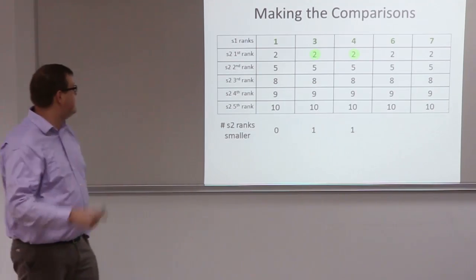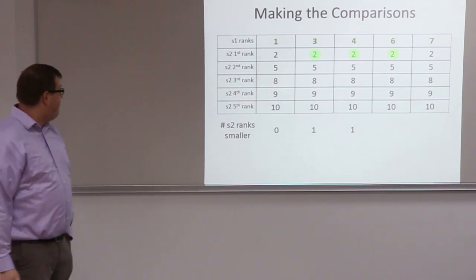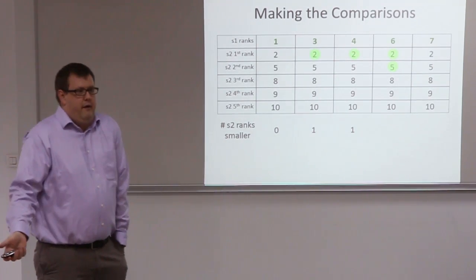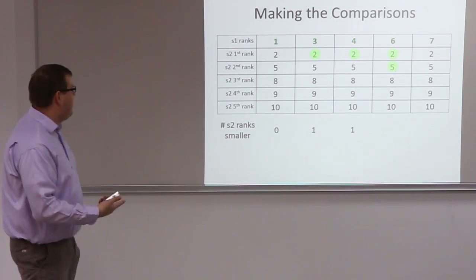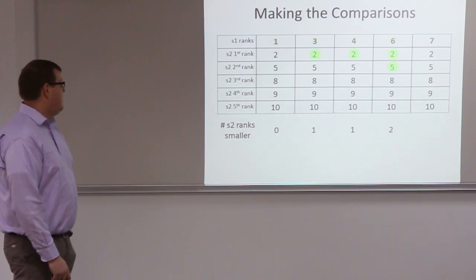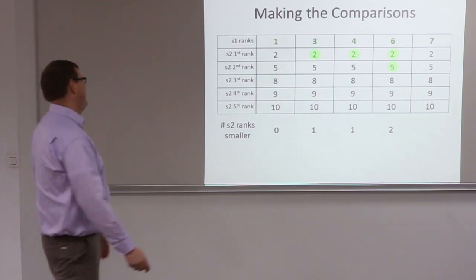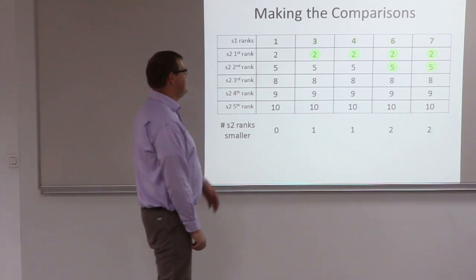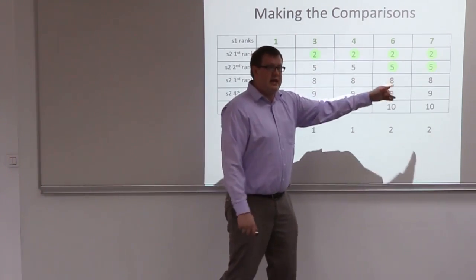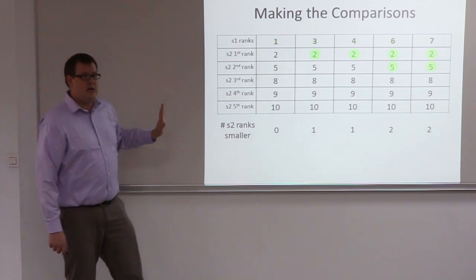How about for 6? 2 is smaller than 6, and 5. 5 is smaller than 6. Are any of the others smaller? No. So how many ranks do we have that are smaller than 6? 2. How about 7? 2 and 5. Right, so 2 and 5 are both smaller than 7. Now we have the number of ranks that are smaller than each of the sample 1 ranks. And now we just need to add them up.